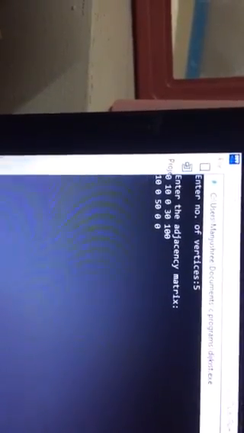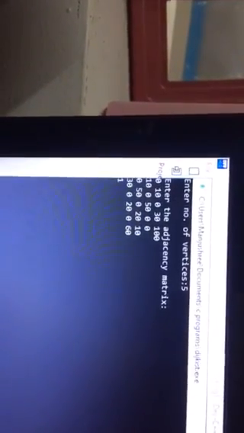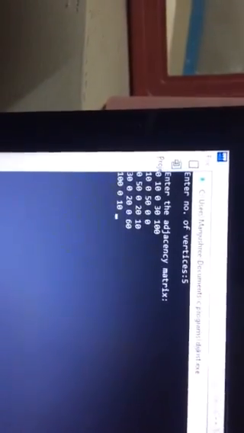Now let's enter this adjacency matrix. So how to enter this adjacency matrix? It is 0 space 10 space 0 space 30 space 100. Enter. Next is 10 space 0 space 50 space 0 space 0. Enter. Next is 0 space 50 space 0 space 20 space 10. Enter. Next is 30 space 0 space 20 space 0 space 60. Next 100 space 0 space 10 space 60 space 0.